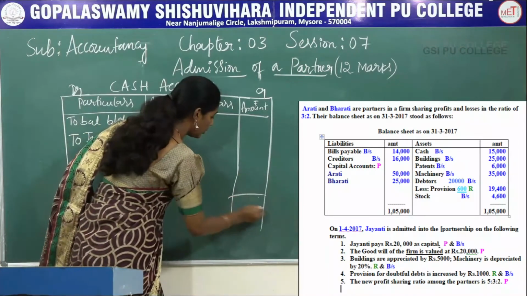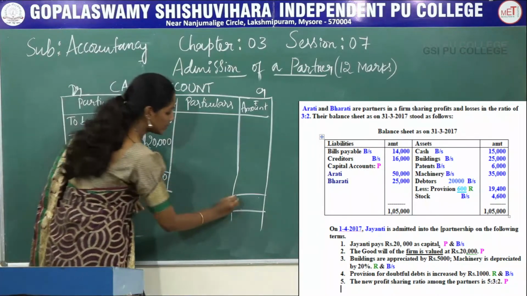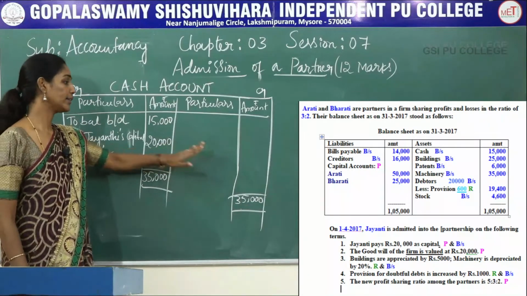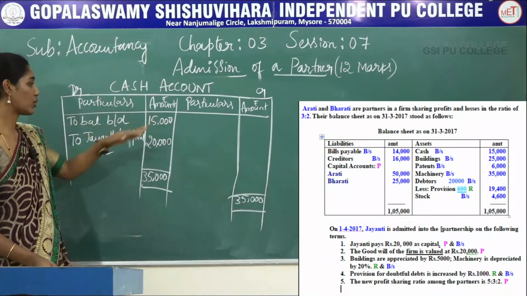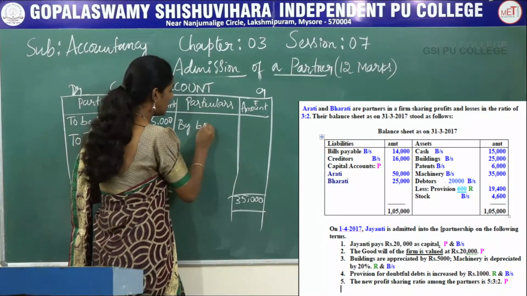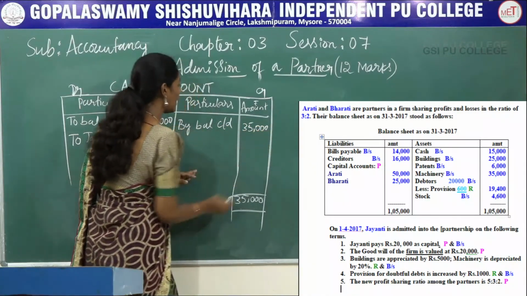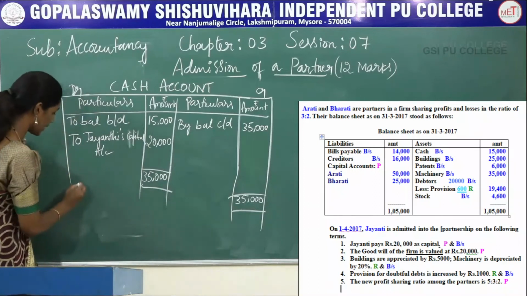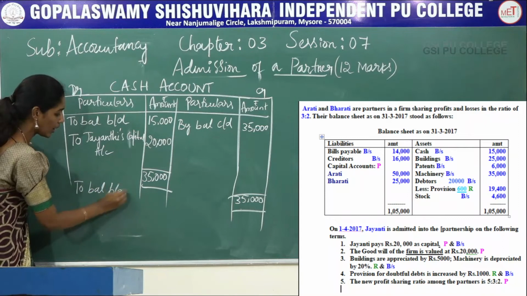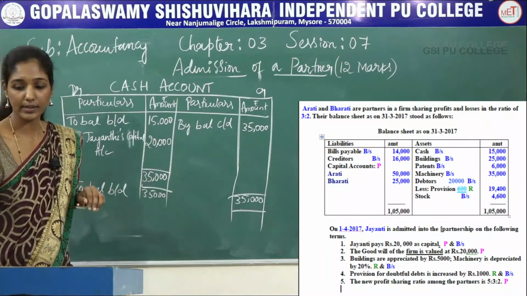Then make a total of the debit side, and you will get 35,000. Write the same total on the credit side. Here there are no other adjustments regarding the cash account, so it should be closed by writing By Balance Carried Down 35,000. Next it should be carried forward to the debit side and written as To Balance Brought Down 35,000. So this is the cash account.